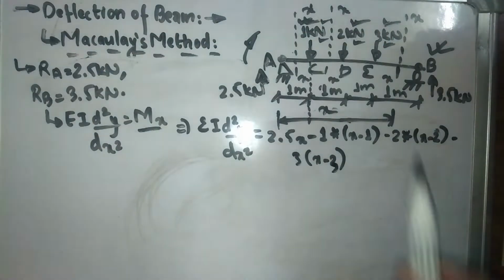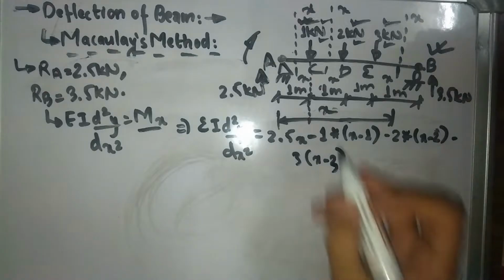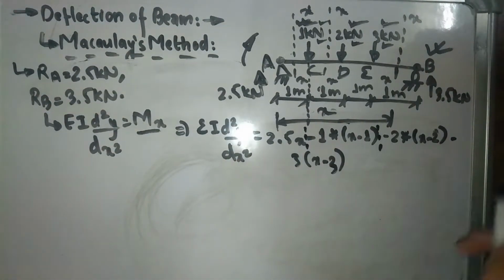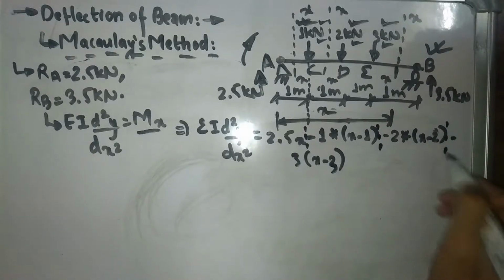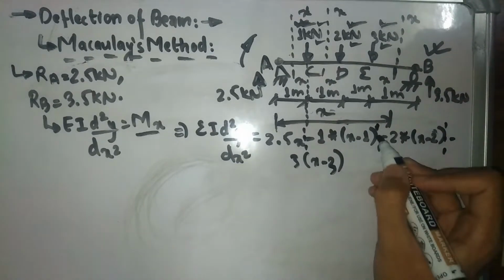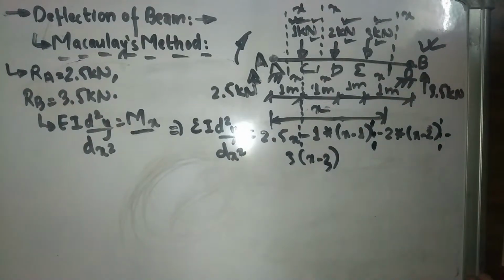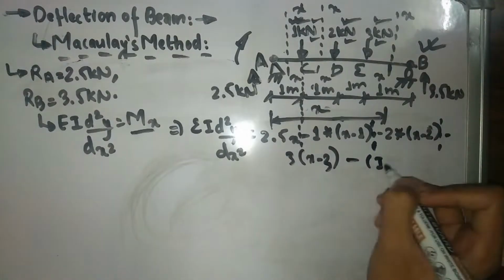So we have calculated our moment, and next we're going to put these dotted signs to separate our moments, to show our different moments. Next, let me take this as equation 1.